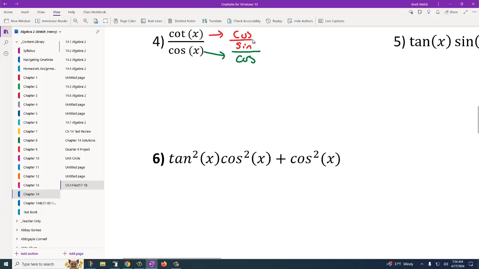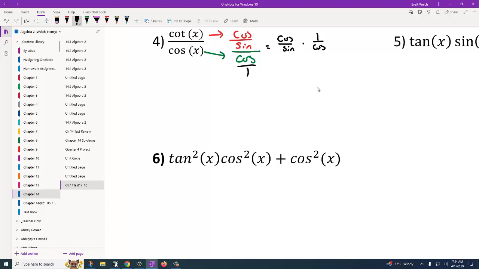Okay. Well, now I have a fraction in a fraction. If I want to fix the fraction problem, I'm going to do a keep switch flip. So this problem becomes cosine over sine times 1 over cosine. All right. Well, a cosine over a cosine should cancel, and that leaves me with 1 over the sine of x. We prefer not to use fractions, so 1 over sine could be written, based on my identities, as the cosecant of x.